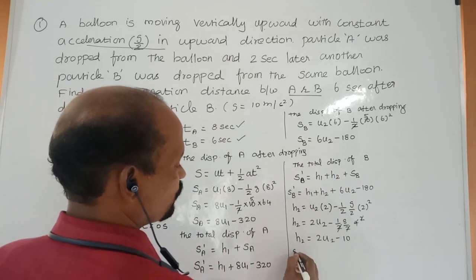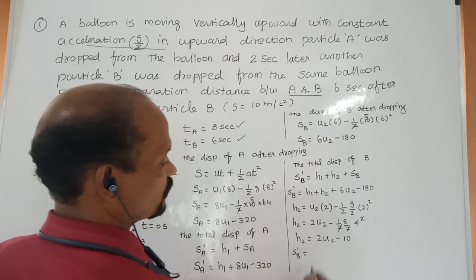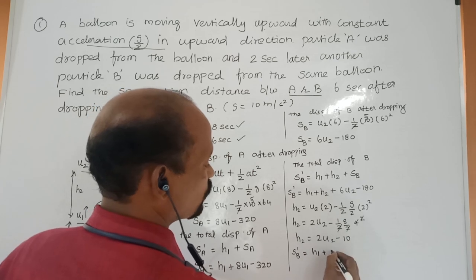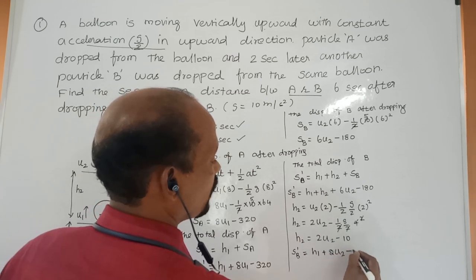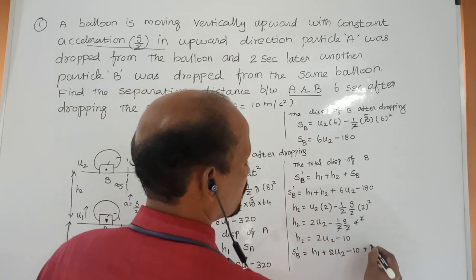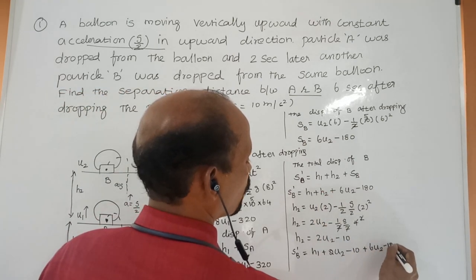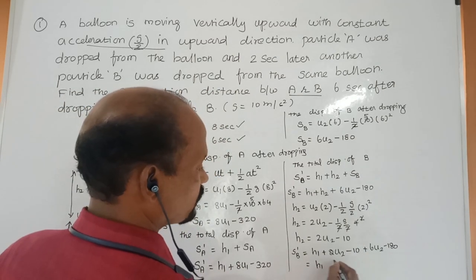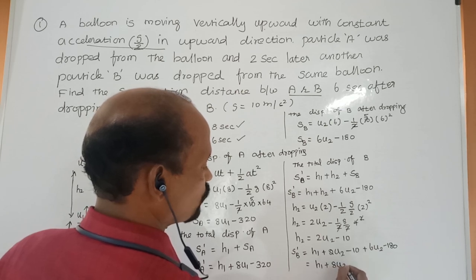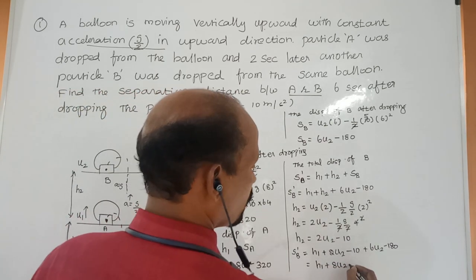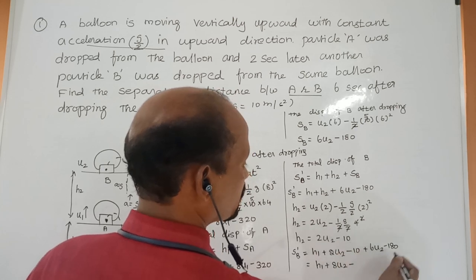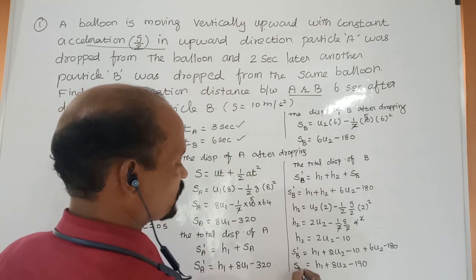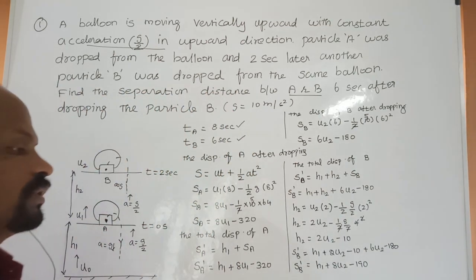So S_B dash is equal to H1 plus H2, that is 2u2 minus 10 plus 6u2 minus 180. Again here we can add: H1 plus 8u2 minus 190. This is S_B dash equals H1 plus 8u2 minus 190.